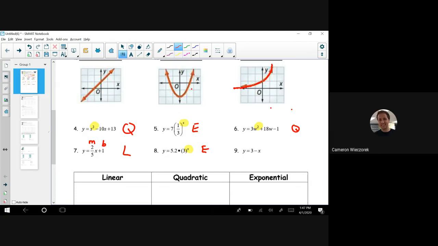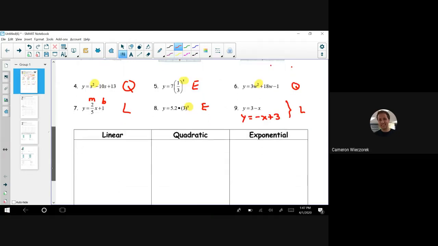And in number 9, I don't see a power of 2, so it can't be quadratic. And I also don't see an exponent of x. And you might think, well, this doesn't really look like slope-intercept form. Is it linear? All you got to do is flip it around and rearrange it. This is the same as just writing negative x plus 3. So my slope is that little ninja negative 1, and my y-intercept is 3. So this one would be linear, with m equal to negative 1 and b equal to 3.